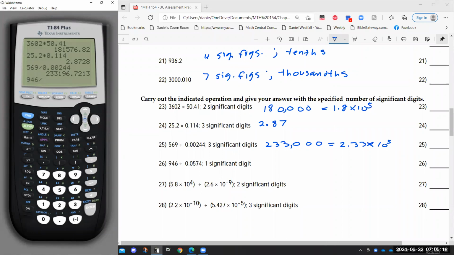946 divided by 0.0574. They only want 1 sig fig, so we're going to approximate that as 2, 0, 0, 0, 0, 20,000. And to write that in scientific notation, it's going to be 2 times 10 to the 4th.